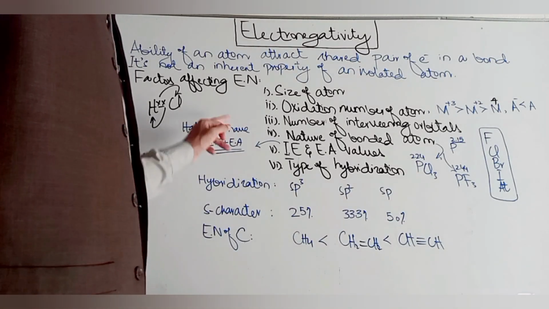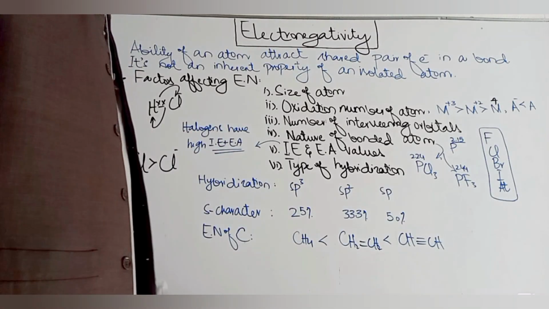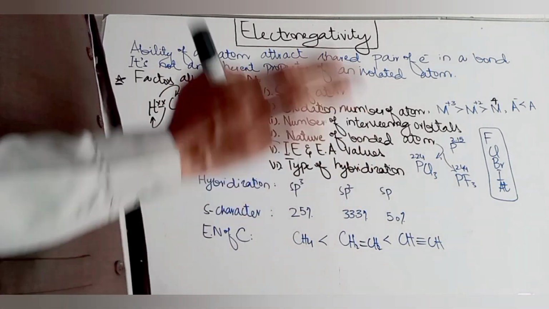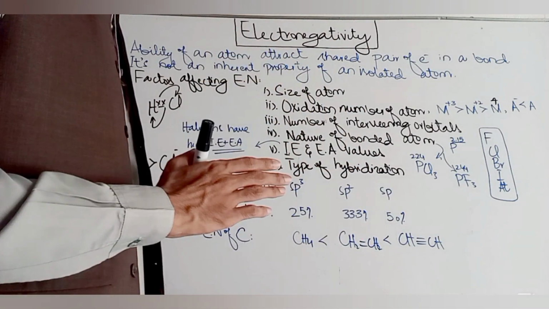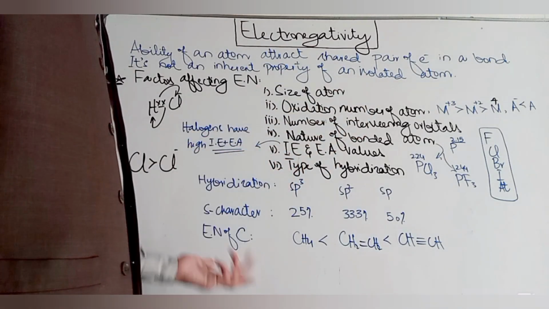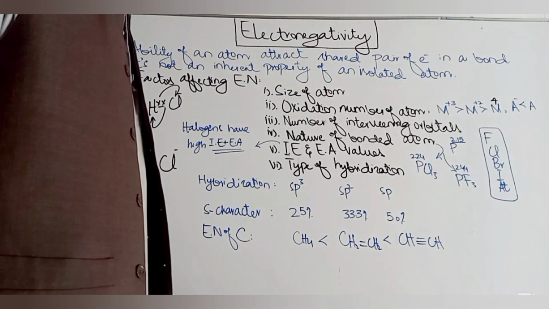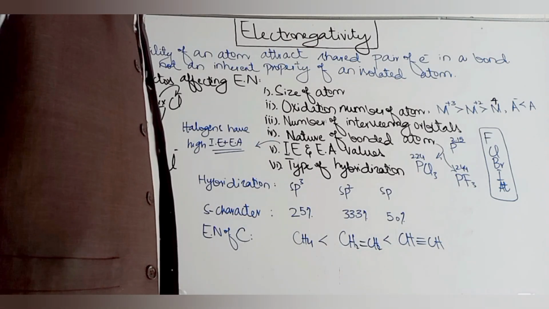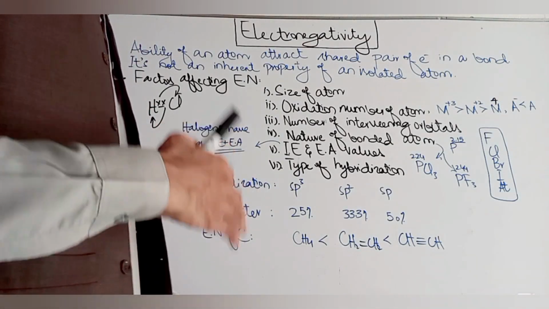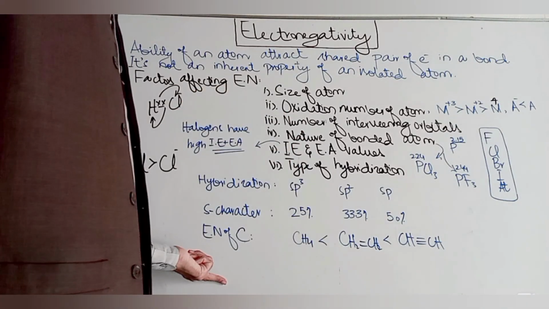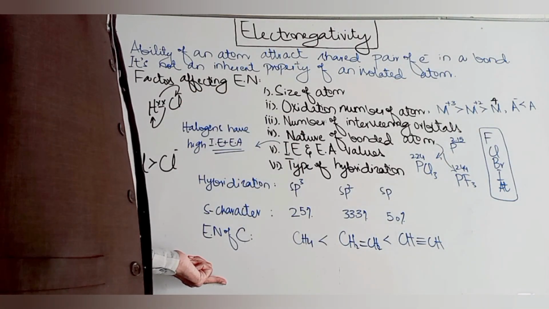The next point is the number of intervening orbitals. What is the meaning of intervening orbitals? Basically, intervening orbitals are the inner orbitals or inner shells next to the valence shell. The greater the number of intervening orbitals, the smaller the value of electronegativity, because more intervening orbitals and more intervening electrons lead to smaller values of Z effective.